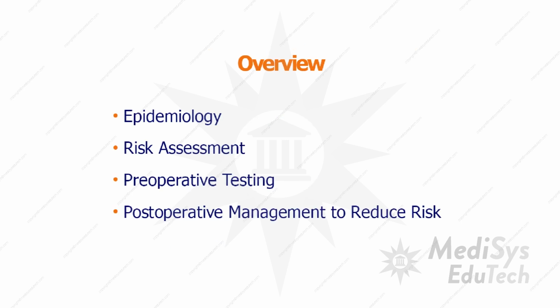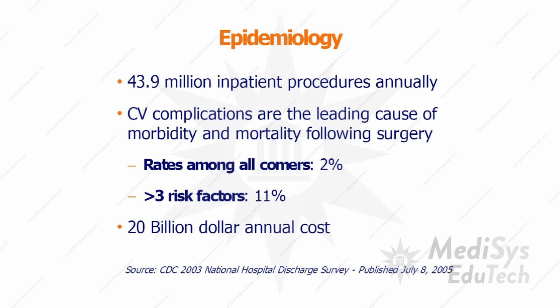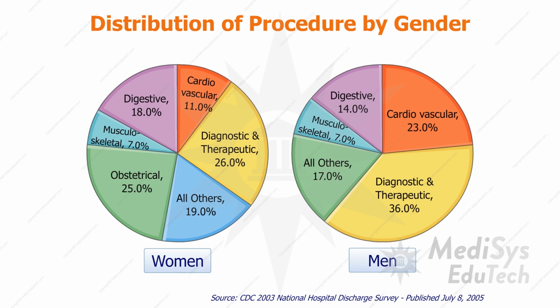So coming to the overview, the epidemiology next. About 43.9 million inpatient procedures occur annually, out of which cardiovascular complications are the leading cause of morbidity and mortality following surgery. And this will cost about $20 billion annually. And this is the distribution of the procedures by gender. These are in the males and this is the females. If you see, cardiovascular account for 23% in the males and 11% in the females.